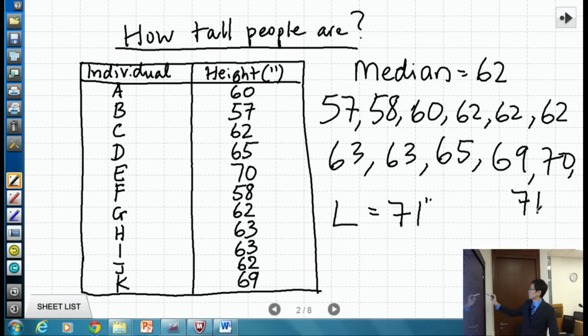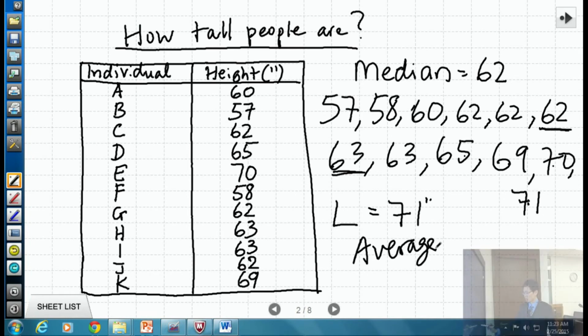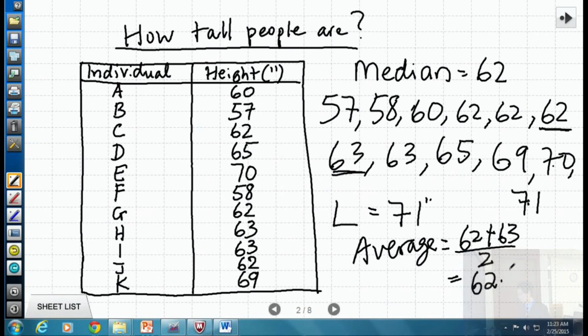It will be 62 and 63. Because these two scores will be the median. Okay? Because there will be 1, 2, 3, 4, 5 and 1, 2, 3, 4, 5. So these two will be the middle scores. So in such a case, you will have to take the average, which would be 62 plus 63 divided by 2. This will give you 62.5 inches.